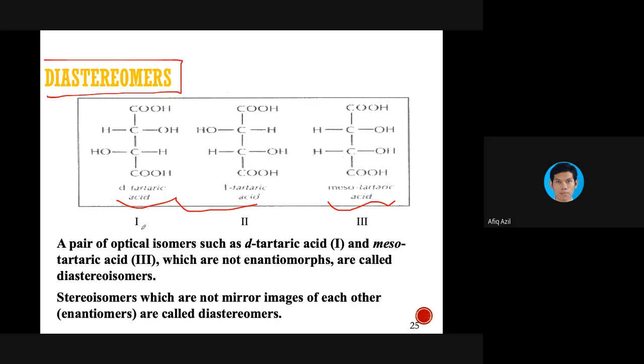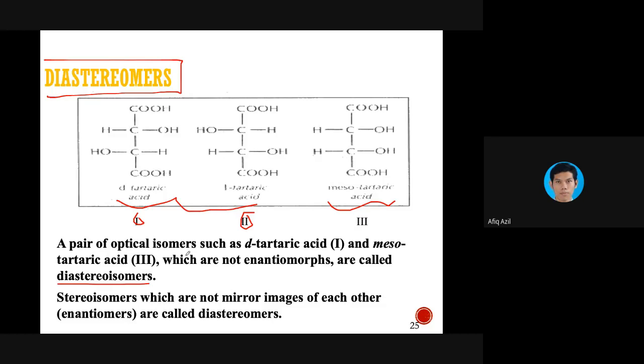So when you compare number 1 and number 2, they are called a pair of enantiomers. But if you have number 1 over here, D, and meso tartaric acid, they are not considered enantiomers, but they are called diastereomers. It is the same if you take structure number 2 and compare it with number 3. So these two are considered diastereomers.